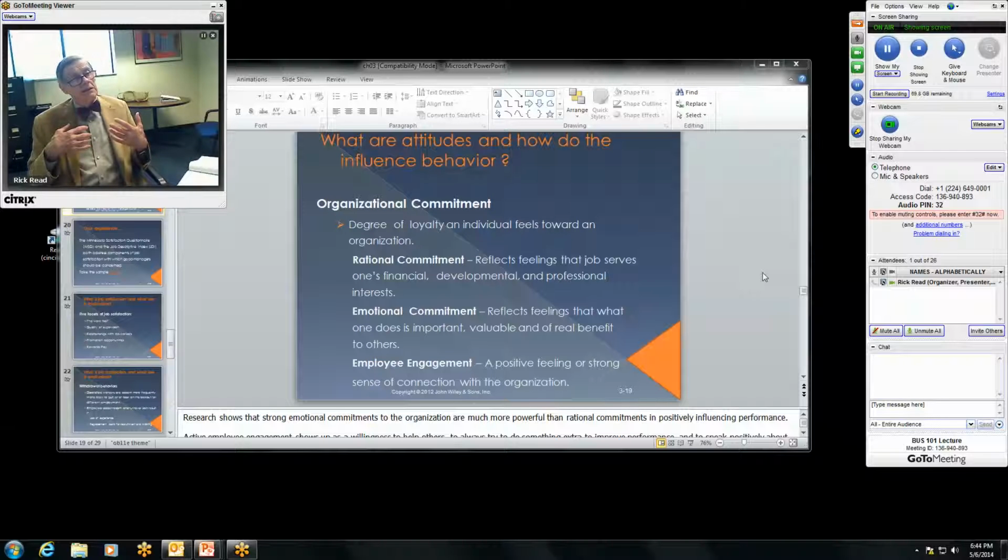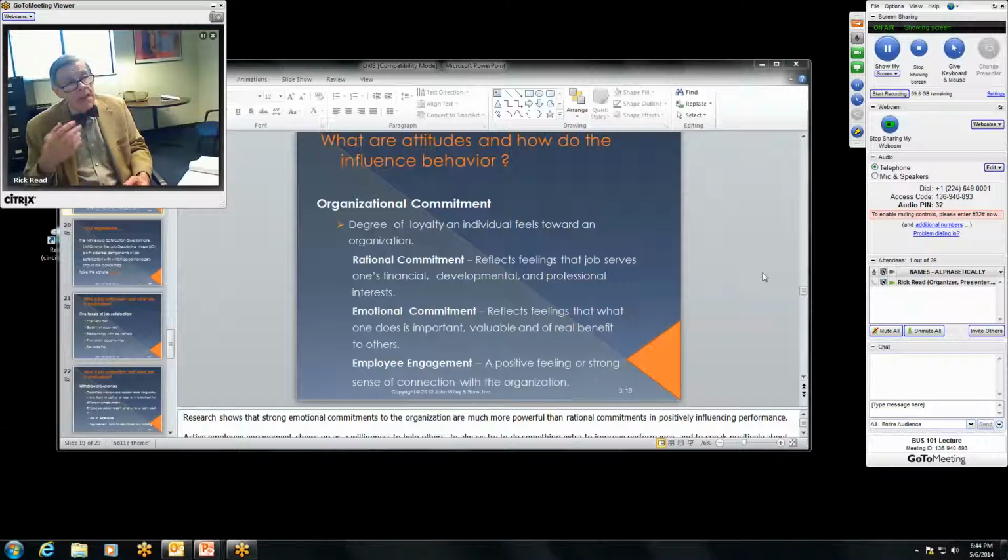The emotional part reflects our feelings toward what we do is important. Not only is it important, it's valuable and has a benefit to others. Now, those others are not only others in the organization. They are. It could be in our team, could be in our department, whatever that happens to be, but also to what we're doing to affect people outside the organization in delivering them a quality service or quality product or good.